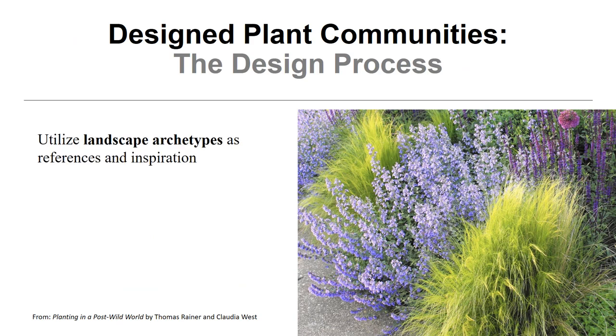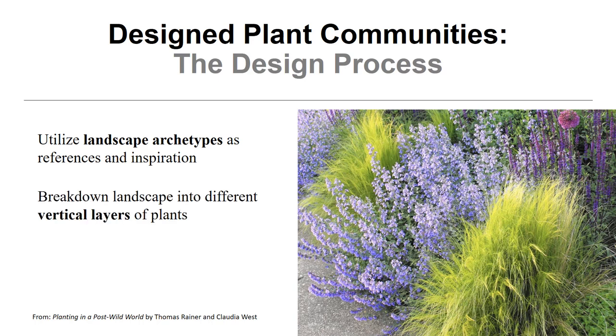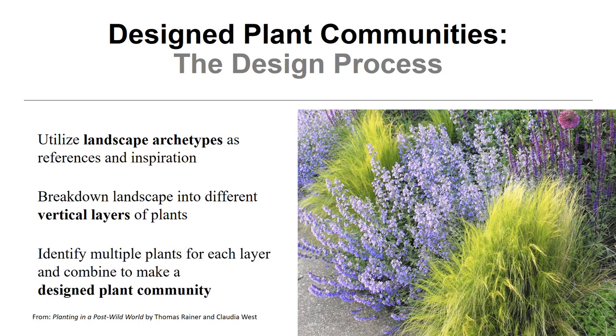So how does this work in terms of working with design plant communities? What is this actual design process? So first, we're going to utilize landscape archetypes as references and inspiration. We're going to break down those inspirational landscapes into different vertical layers of plants. So we're going to start to organize and understand what we observe in these native landscapes. And lastly, we're going to identify multiple plants for each layer and then combine those to make our designed plant community.